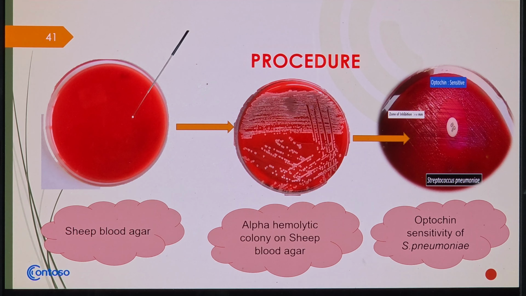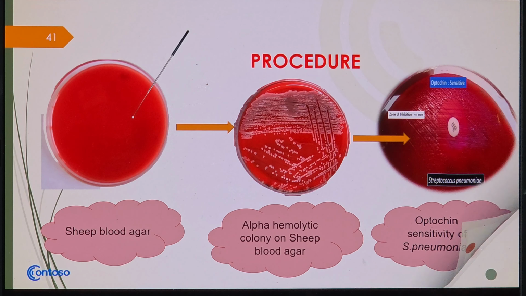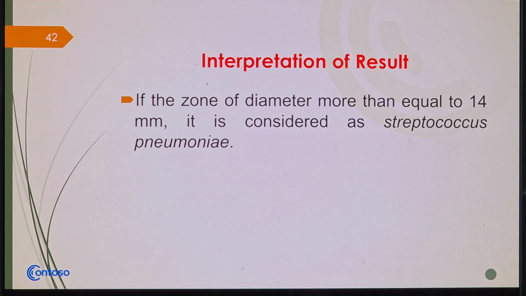Optochin sensitivity test. Here the colonies are inoculated on the sheep blood agar and the optochin disc is placed at the center. Then it is incubated at 37 degrees centigrade for 24 hours. If the zone of inhibition is more than 14 mm, then it is considered as sensitive. Interpretation of the results: if the zone diameter is greater than or equal to 14 mm, it is considered as Streptococcus pneumoniae.